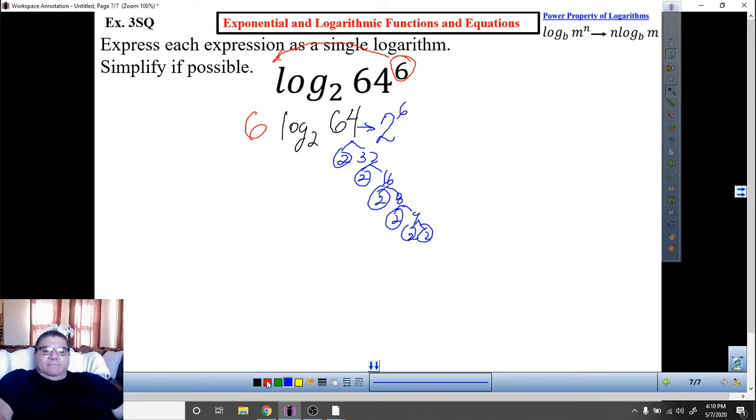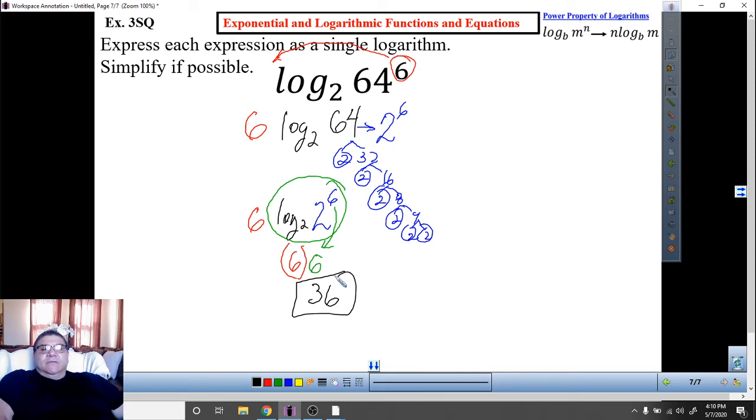Alright, let's write the whole thing. So we have the factor of 6 times log 2. And 64 became what? 2 to the 6th power. Okay, so let's focus here. What do you guys notice? The base is the same as the given number. So therefore, what is the answer for this piece? That's right, it's 6. Are we done? No, we need to multiply times the factor, which is 6. So the answer for this is 36. Bam, let's go. You got it?